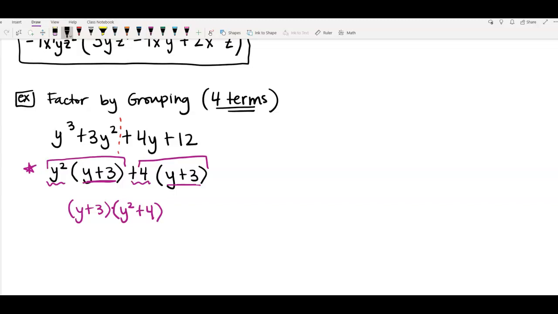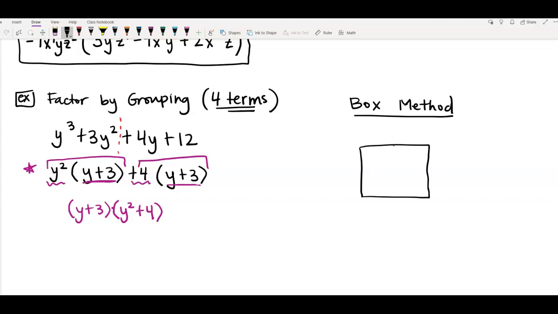Okay, so I want to also show you, because I showed you with multiplying how to use that box method. Like I said, some people really like that method. So I'm going to show you how to use that when we're factoring. So I'm going to draw my box here. I've got 4 terms, so I need 4 different boxes. Then I'm going to put each of those terms in the box. I'll start with my y to the third, then put my 3y squared next to it, and then go down to the next row, 4y, and then positive 12.